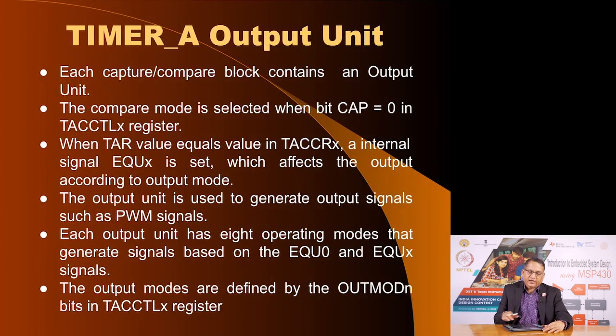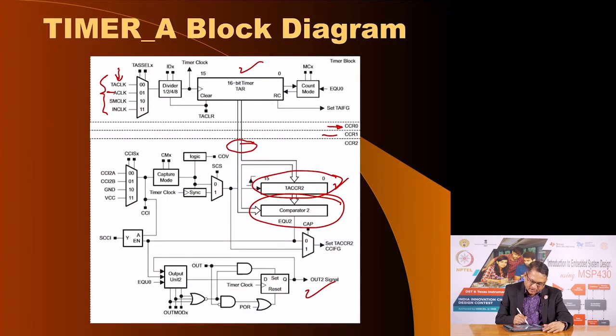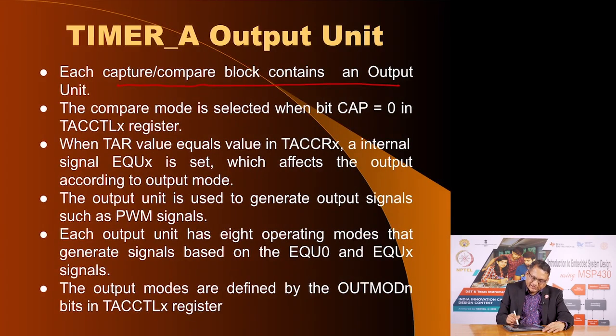So, the timer A output unit has a capture compare block which contains an output unit. Here is the output unit, this part, this is the output unit of the timer. The compare mode is selected when in the timer control register you set the value of CAP equal to 0. If CAP is 1, then it goes in the capture mode. We are going to consider the capture mode in a subsequent lecture.